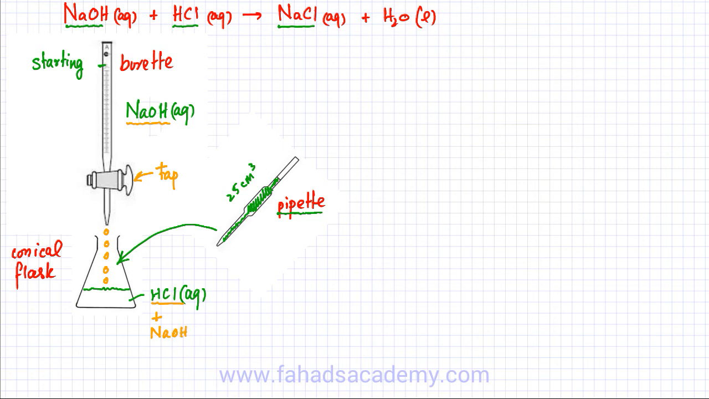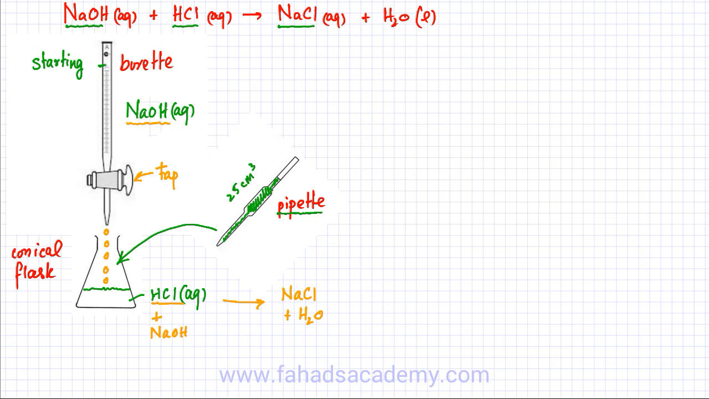And they will start forming NaCl and water. So that's your reaction happening. So NaCl plus H2O would start forming. So gradually all the HCl would react, and it will get converted into NaCl and water.